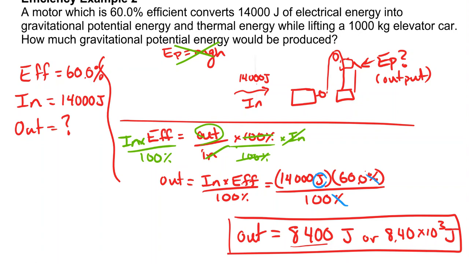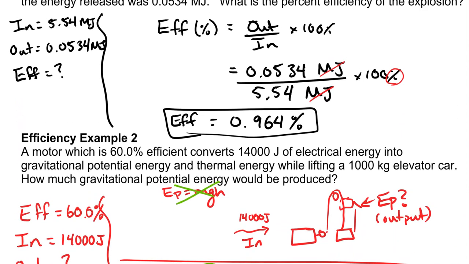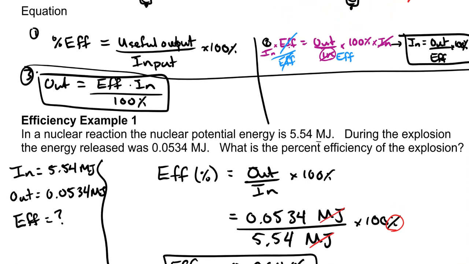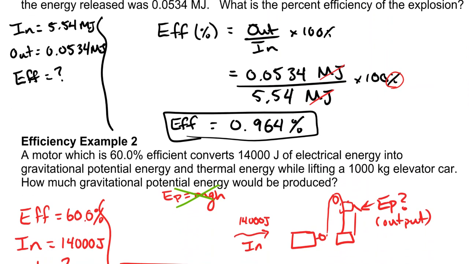So just keep in mind, we did rearrange all 3, okay? So this is the one you get in your data booklet. This is how you rearrange for input. We just, right now, rearranged for output, okay? Those are the only 3 things you could rearrange for.